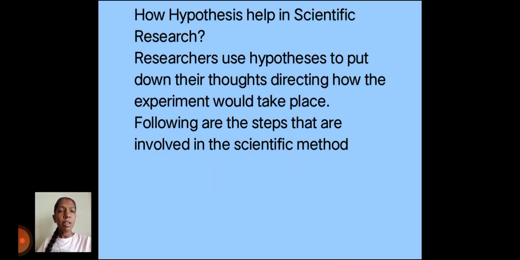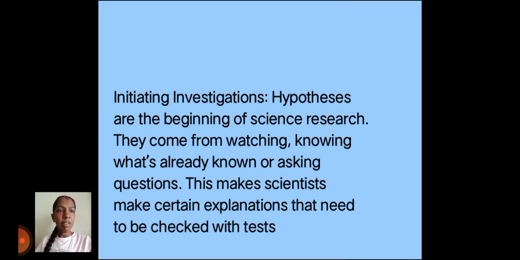How does hypothesis help in statistic research? You know that researchers use hypothesis to put down their thoughts, directing how the experiment would take place. Following are the steps that are involved in the scientific method. Initiating investigation. Hypotheses are the beginning of science research. They come from watching, knowing, and what's already known or asking questions. This makes scientists make certain explanations that need to be checked with tests.